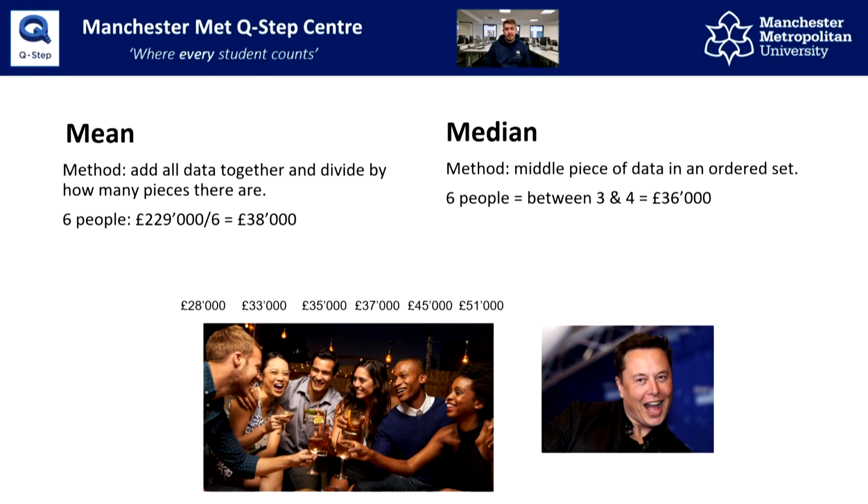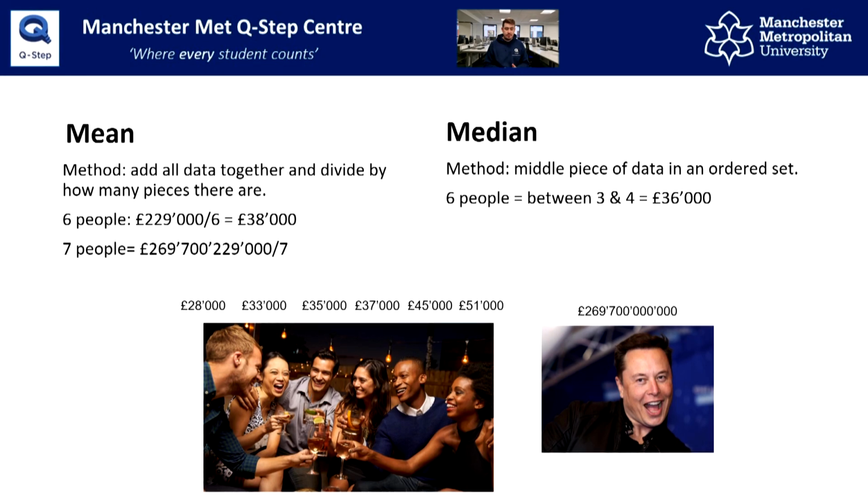Let's add Elon Musk to our sample. And according to my Google search, Elon Musk is on £269.7 billion per year. So if we add that in, our mean or our average is going to change quite distinctly, because the average adds up the values divided by the actual sample size. So our total is now 269.7 billion plus 229,000.